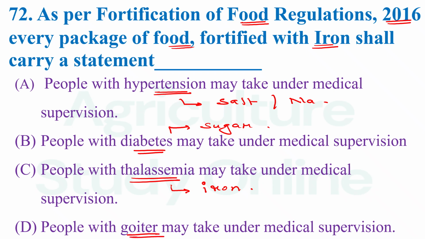People with goiter. So goiter is for iodine deficiency. So the correct option should be option number C, that is people with thalassemia, they may take under medical supervision.